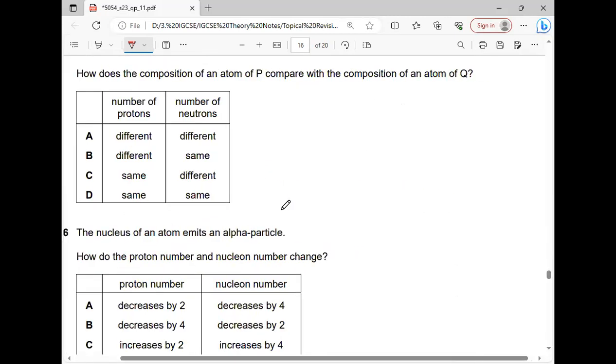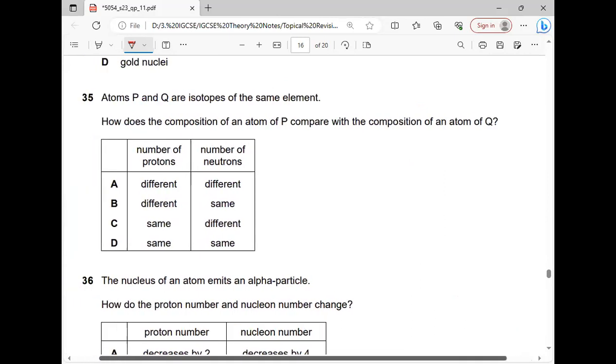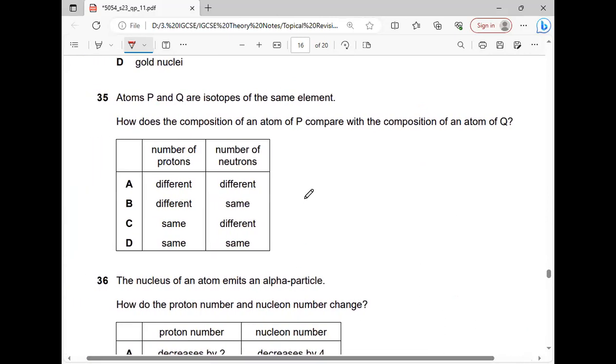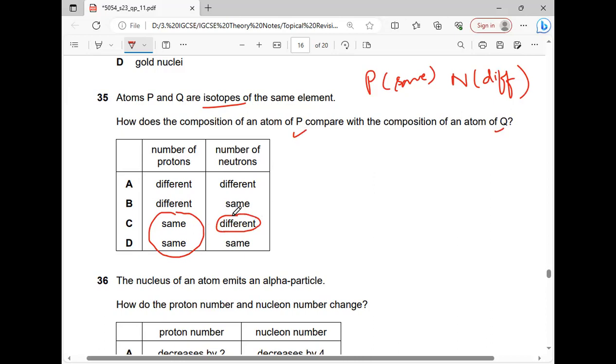Number 35. Now this question is related to isotopes. We know that by definition, isotopes are those materials which have the same number of protons but a different number of neutrons. So now we will look over here. P compared to Q atom: number of protons same, number of neutrons different. So now which option is correct? Option C is the correct answer.